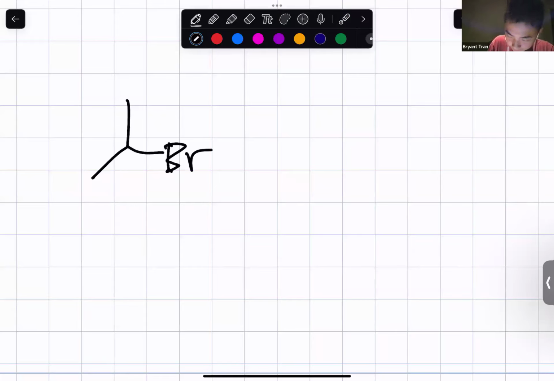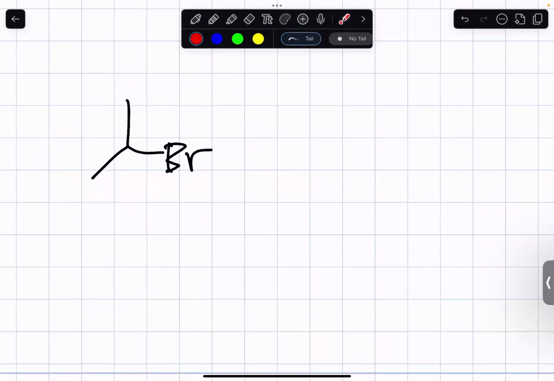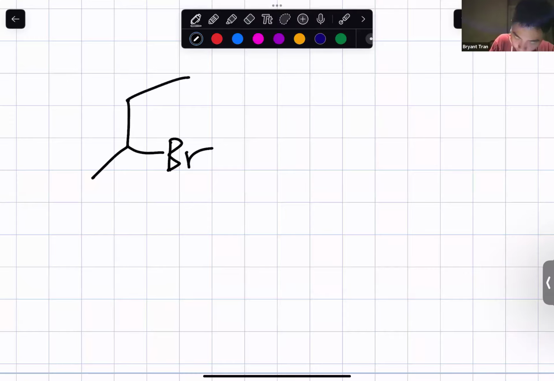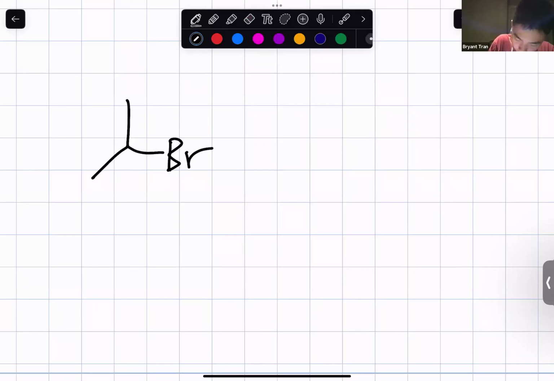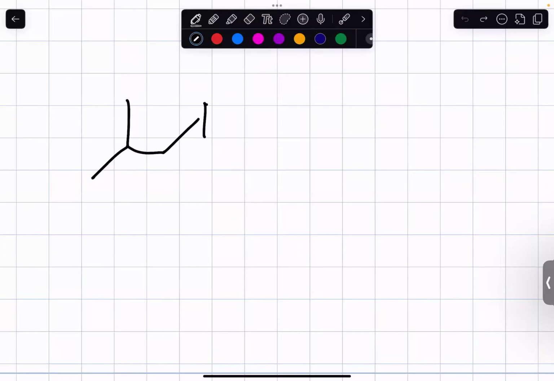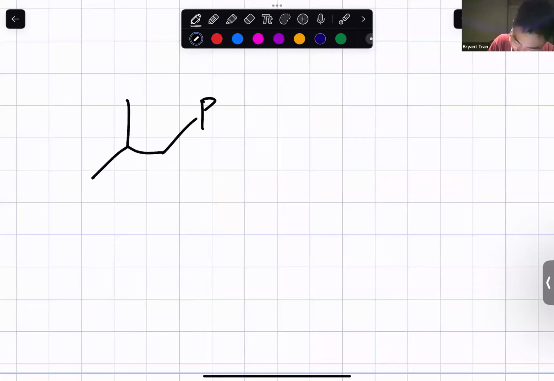Isopropyl bromine, like this right here? Yeah, or sorry, add an extra chain to the isopropyl, like an extra carbon. So it's an isopropyl, then another carbon, then bromine. Oh, I see. Okay, like this. Yeah. That's a good question, right?